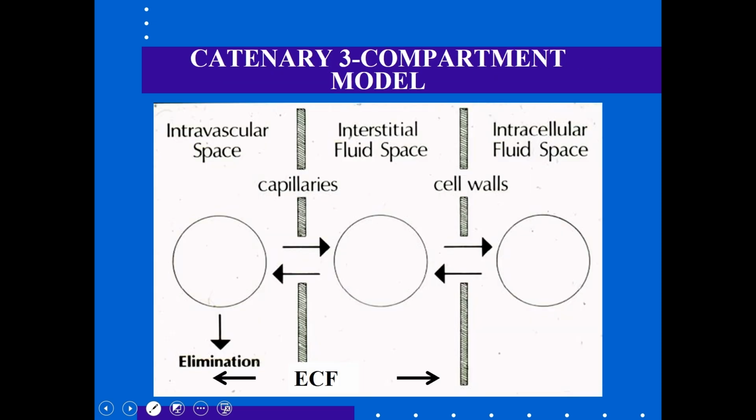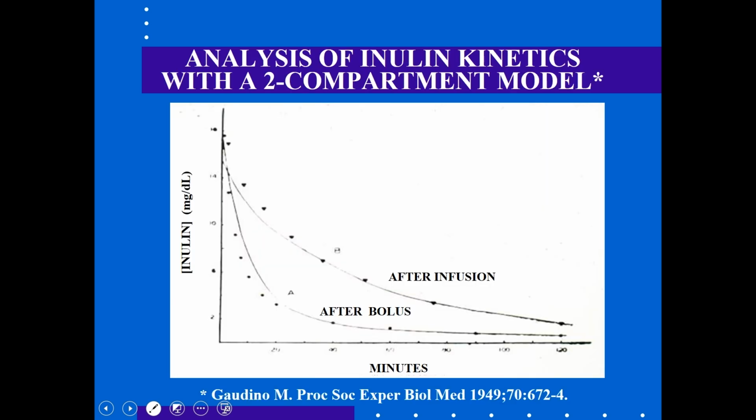Let's go back, though, to our conventional view of physiologic spaces. And what I've shown you here is a three-compartment model, a catenary model. Comes from the Latin for chain. You can see the three compartments are linked together in this horizontal way. And these first two compartments, intravascular space and interstitial fluid space, are combined to form what we call the extracellular fluid space. Traditionally, we think of extracellular fluid spaces as having two compartments.